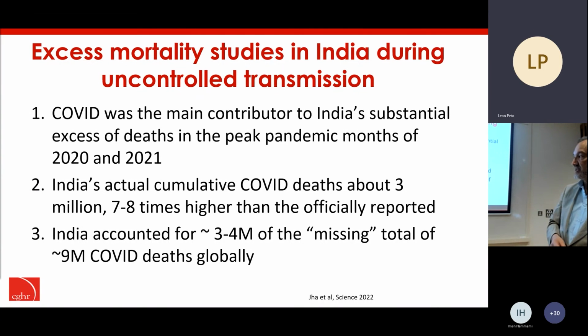So WHO's recent estimate published in Nature said perhaps there were 15 million COVID deaths over the last 2 years, but only 6 million actually recorded. So there's 9 million missing COVID deaths. India accounts for a big part of those.